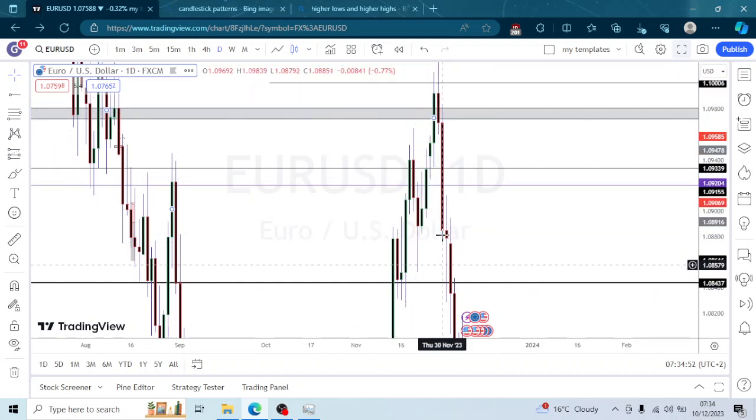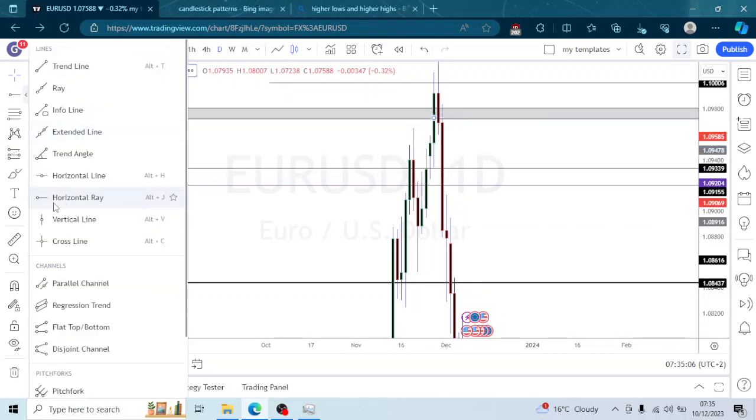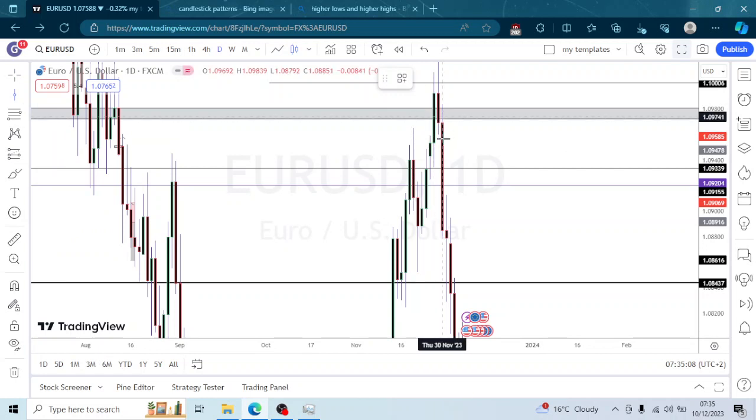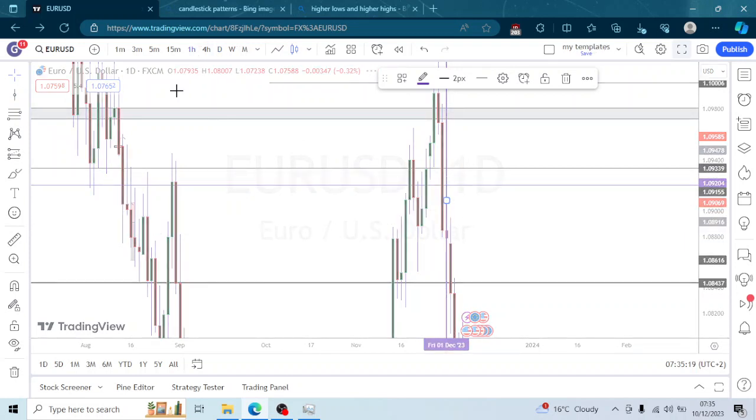But the difference with this one, the sellers failed, the buyers failed to push price back up. So it's telling us that the sellers are allowed to push price into a new trend. So the sell market is about to begin. So what you're going to do the next day after this close, that was the 30th of November. And then on the 1st of December, you would have gone maybe, let's say, to the 1 hour time frame.